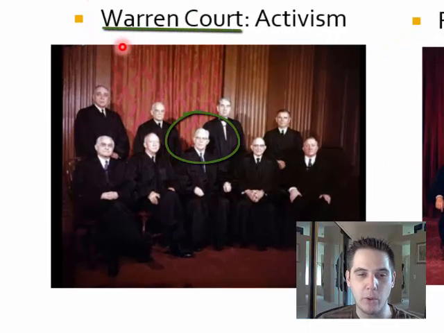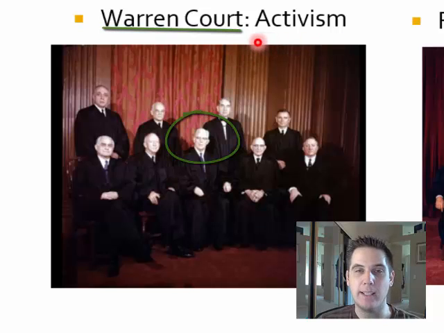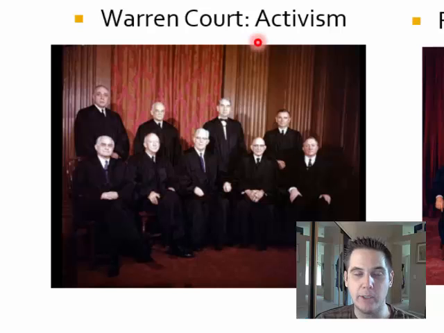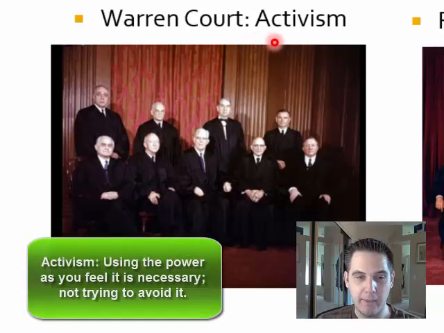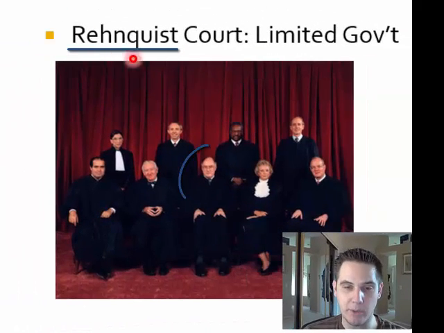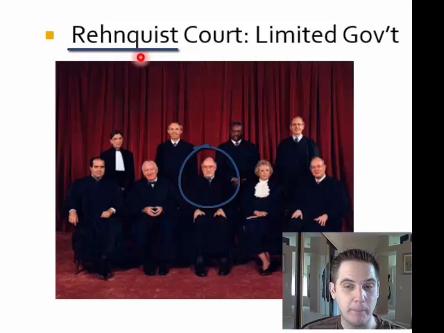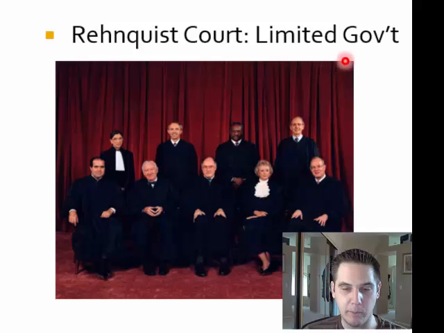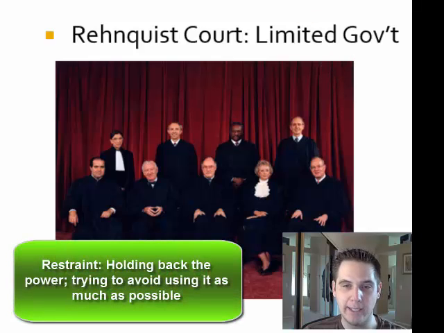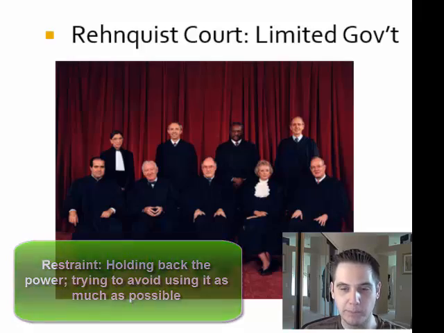For the Warren Court, that means it was led by a man whose last name was Warren. The Warren Court was known for judicial activism. Activism means active. That means they're actively using their power to overturn laws, and they did it quite frequently. That's what activism means. As opposed to the Rehnquist Court, again, that means the leader of the court's last name was Rehnquist. They limited government by exercising judicial restraint. That means they did not use their power very much.